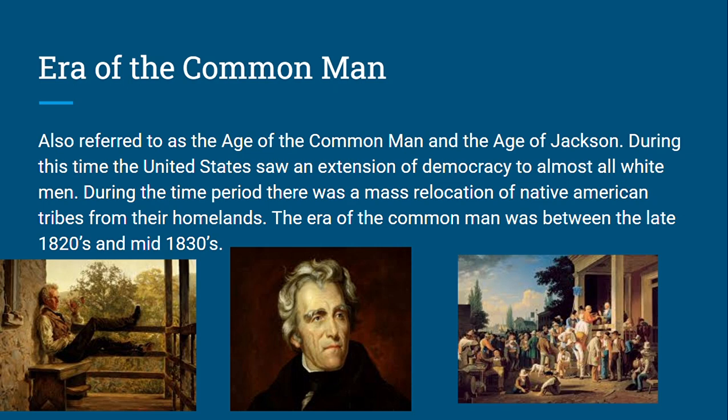The Era of the Common Man, also referred to as the Age of Common Man and the Age of Jackson. During this time, the United States saw an extension of democracy to almost all white men. During this time period, there was a mass relocation of Native American tribes from their homelands. The Era of the Common Man was between the late 1820s and the mid-1830s.